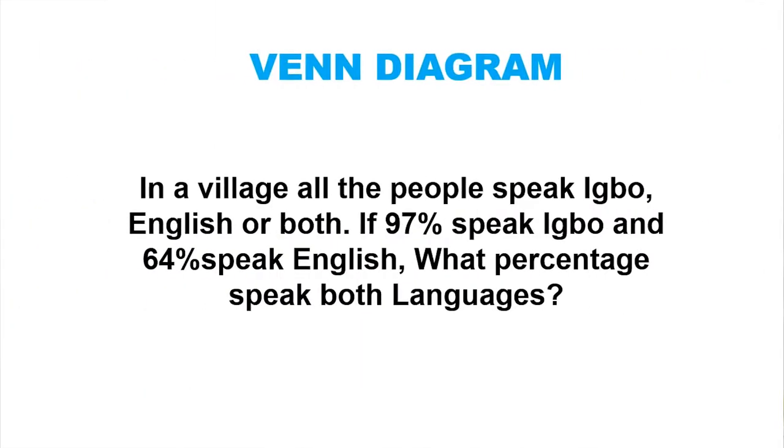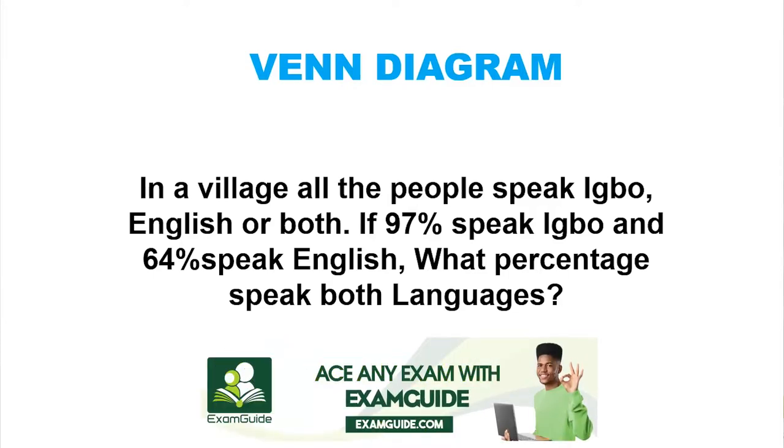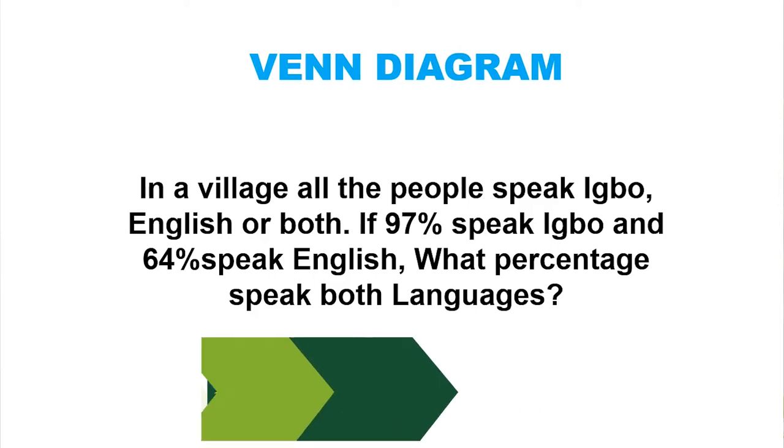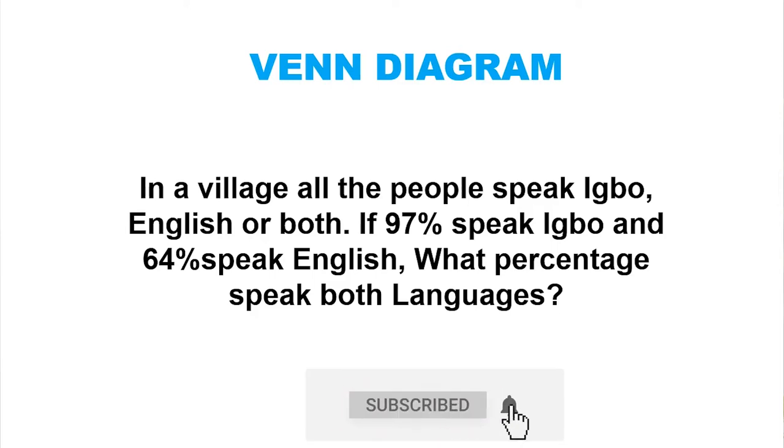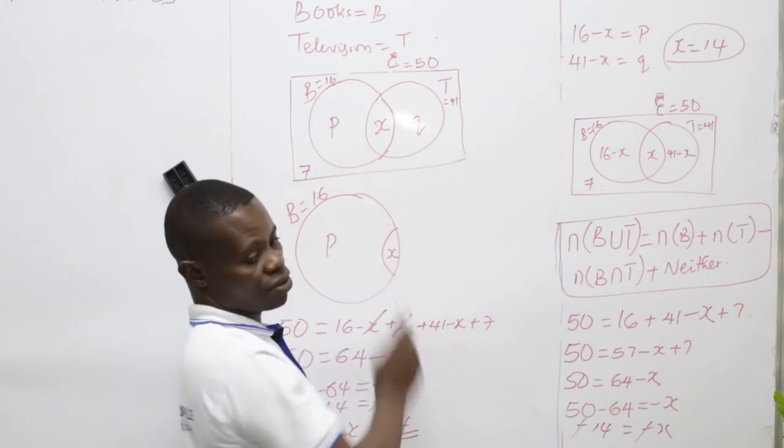This is question two. The question is talking about a village where all the people speak Igbo, English, or both of them. If 97% speak Igbo and 64% speak English language, what percentage speak both languages? Now, you have to know two languages are involved, but in a particular village. What are the languages? Igbo and English language. So let us make them two different entities, set one and set two.